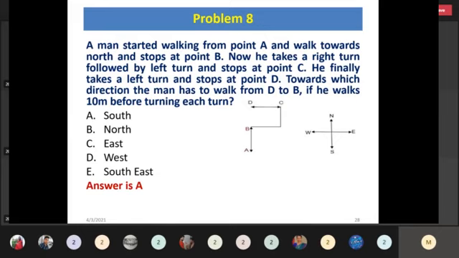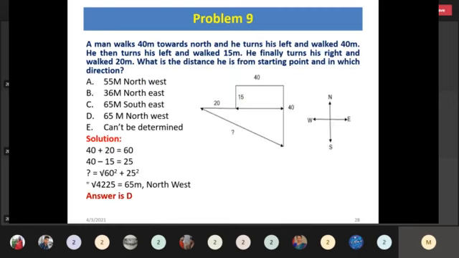Please read this carefully and listen carefully. The options are A south, B north, C east, D west, and E southeast. As far as the diagram is concerned, we'll see the solution. Option A, that means south. So the option is A.